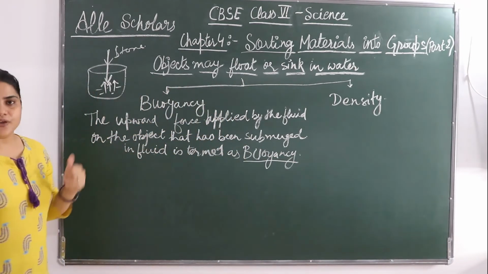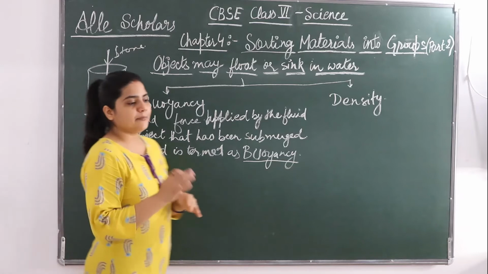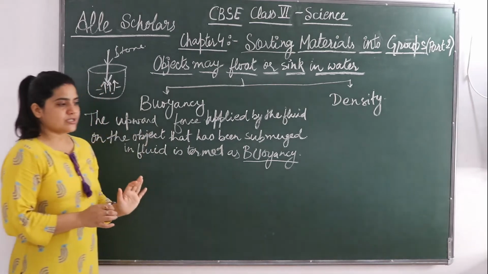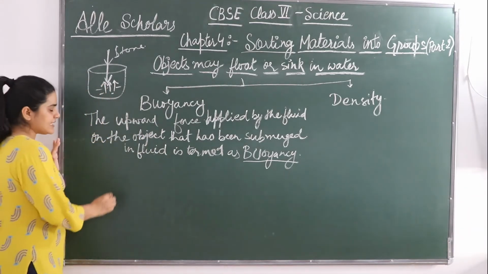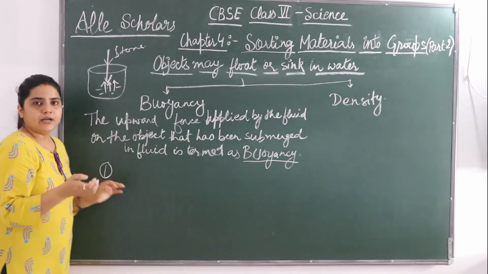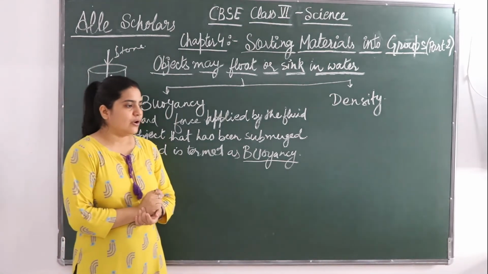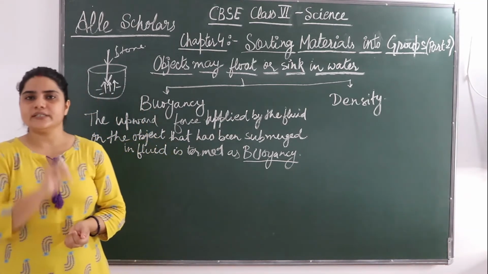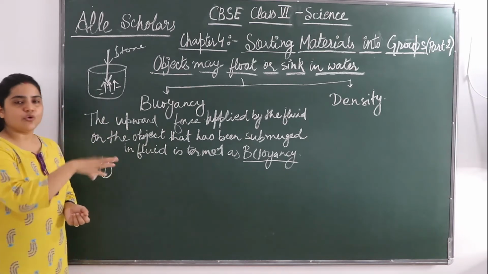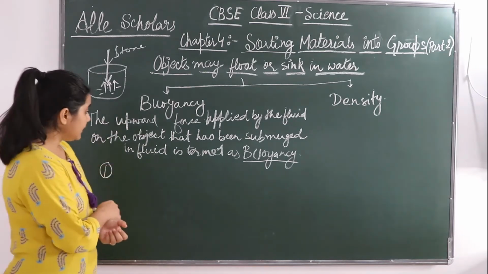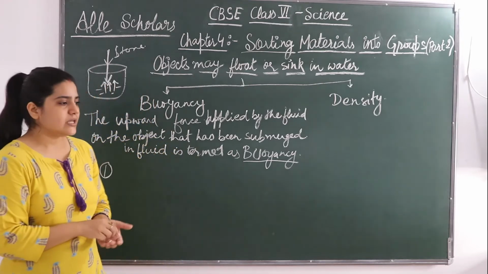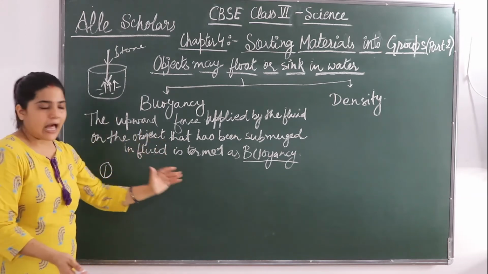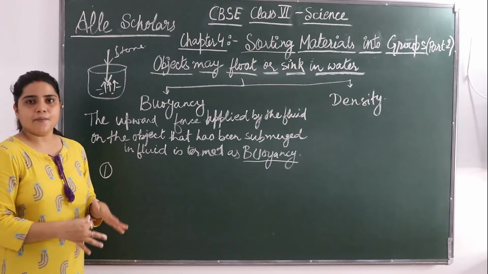Okay, so classification based on buoyancy: materials can be classified as sinking or floating on water based on buoyancy. Okay, so let's take an example. In a pond, if you throw a dried leaf, what is going to happen? The dried leaf will float on the surface of the water. Now if you throw a stone in the pond water, that stone is going to sink in the water. Okay, so you can see that one is floating and the other is sinking in the same pond.